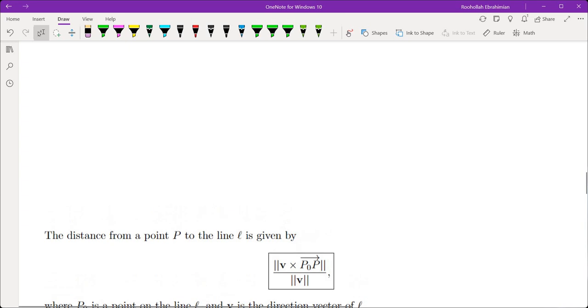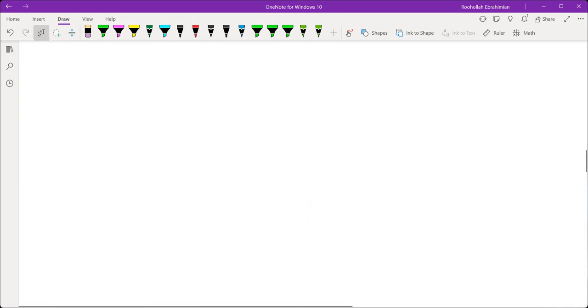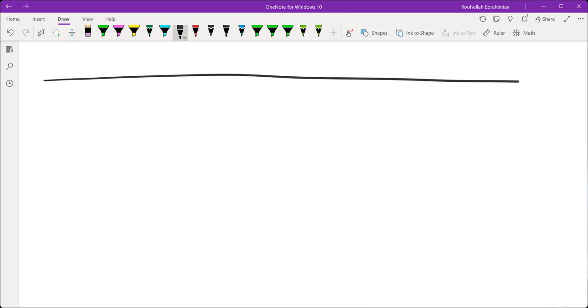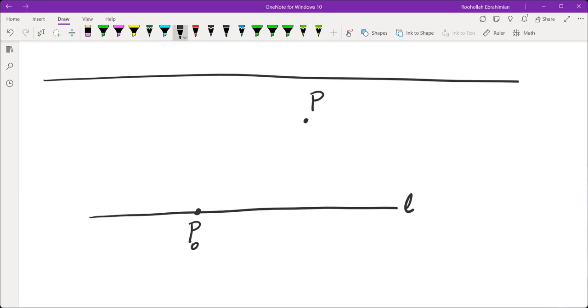Okay, so the next thing we're going to talk about is the distance from a point to a line. So imagine you are given a line L, which again means you are given one point on the line, and we also have a direction vector. And we are trying to find the distance from a point P to that line. So the question is, what is this distance? Let's call this distance D.